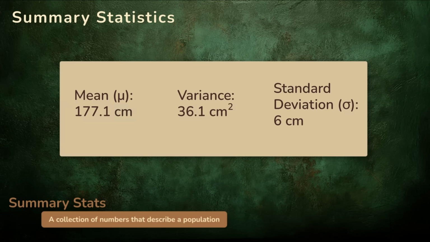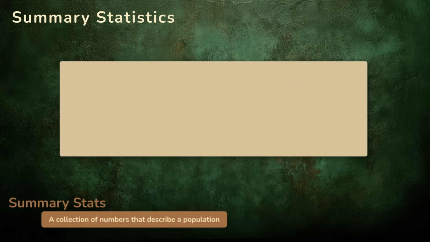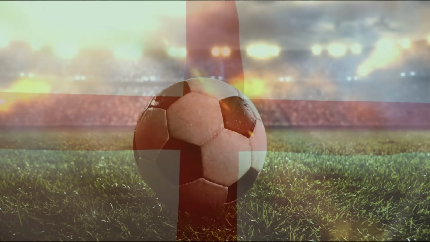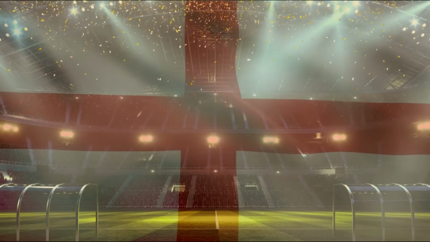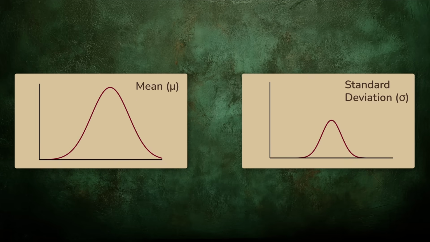Here are the summary stats we calculated for the 1966 World Cup champions, those sons of England, 11 lions, who brought immortal glory to their land and carved their names into the annals of history, not merely by the strength of their legs, but by the measure of their hearts. So far, the mean and standard deviation seemed like independent ideas.